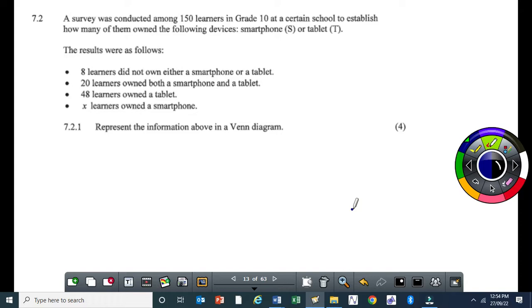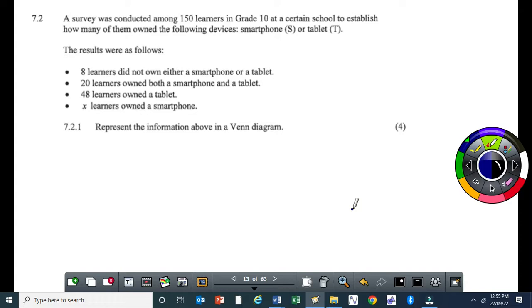A survey was conducted among 150 learners in grade 10 at a certain school to establish how many of them owned the following devices: a smartphone or a tablet. So here we have two events, which is what your curriculum requires for grade 10. You only encounter questions with two events. The results were as follows.